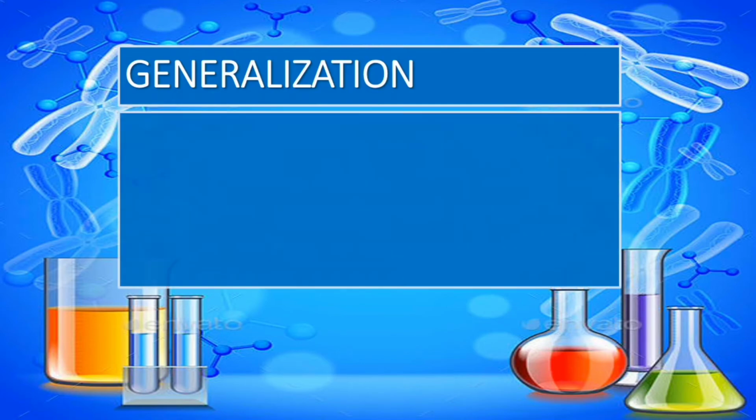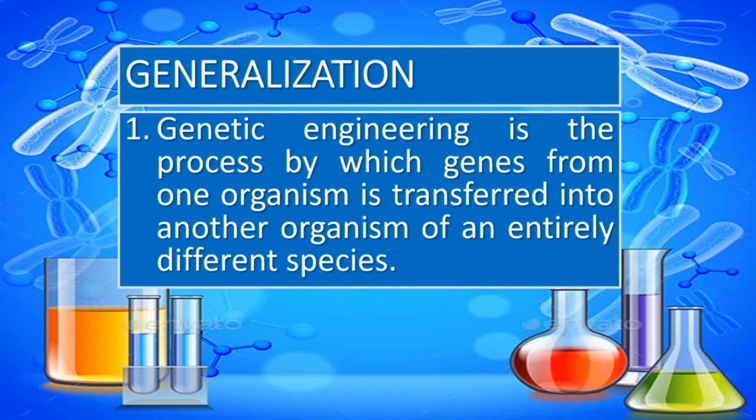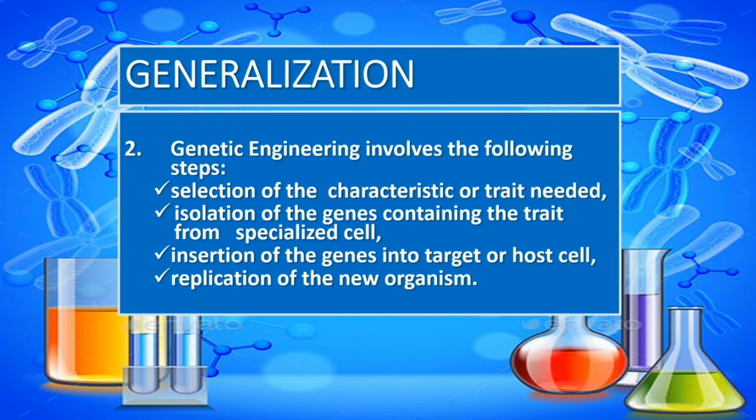Generalization. Genetic engineering is the process by which genes from one organism are transferred into another organism of an entirely different species. Genetic engineering involves the following steps: selection of the characteristic or trait needed, isolation of the genes containing the trait from the specialized cell, insertion of the genes into the target or host cell, and replication of the new organism.